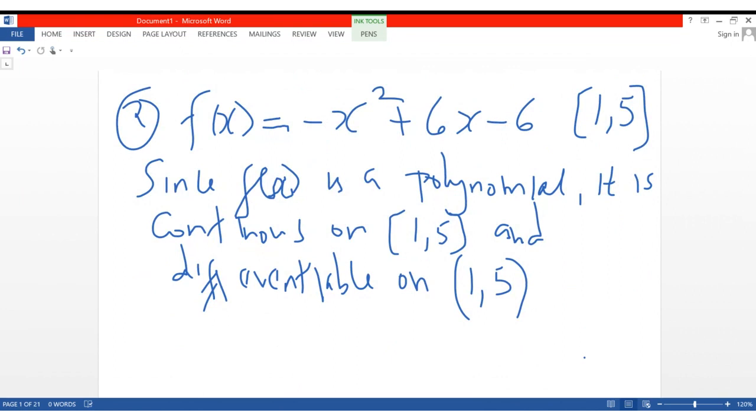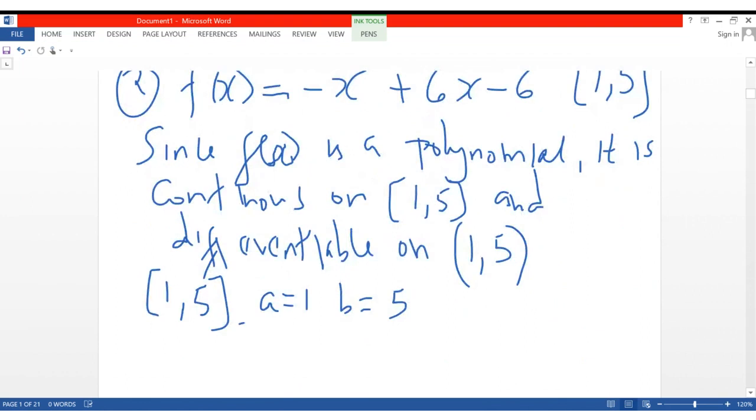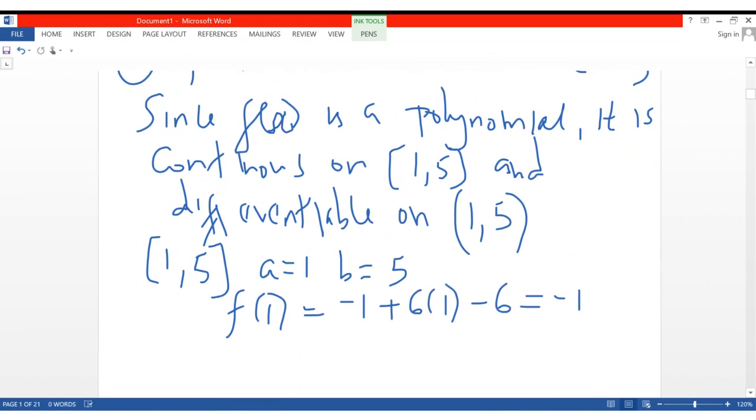The second thing is to find our a and our b from the given interval. Our a is the endpoint on the left, and our b is the endpoint on the right. So we confirm if our f of a is equal to f of b. First of all, I will do f of 1. I replace it in the equation, so I'll get negative 1 plus 6 times 1 minus 6. I'm getting negative 1. Then I do f of 5. That is negative 5 plus 6 times 5 minus 6.